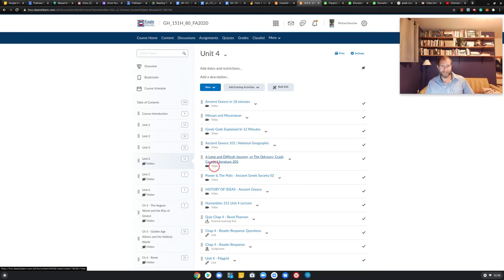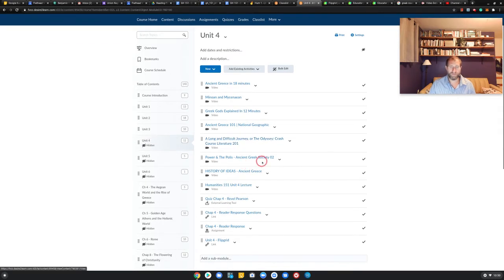Then this is a crash course about the Odyssey and the Iliad, which is one of the most famous texts coming out of the Greek period. Then we move down to Greek philosophy of governance in the polis.